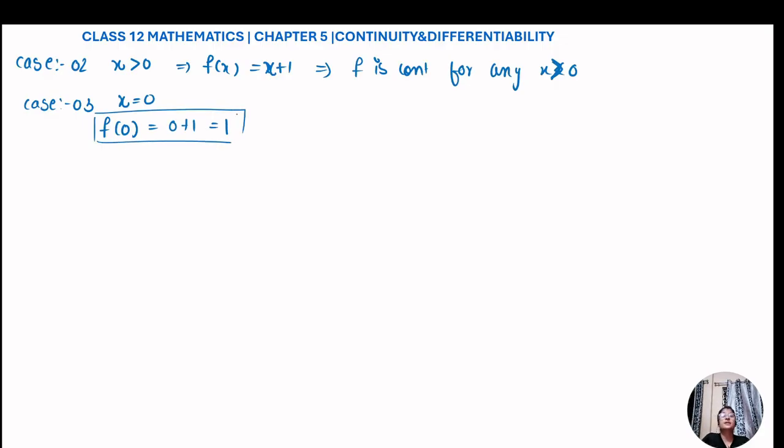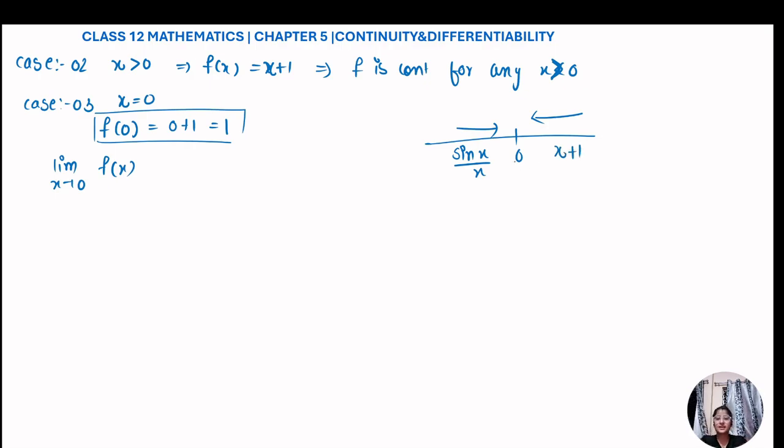So now let's find the limiting value. That means limit of x tends to 0, f of x. We know that when we are coming from the left, it is defined as sin x by x, and when we are coming from the right, it is defined as x plus 1. So we should find our limit by using left hand limit and right hand limit. If we start with the left hand limit, it will be nothing but limit of x tends to 0 minus sin x upon x.